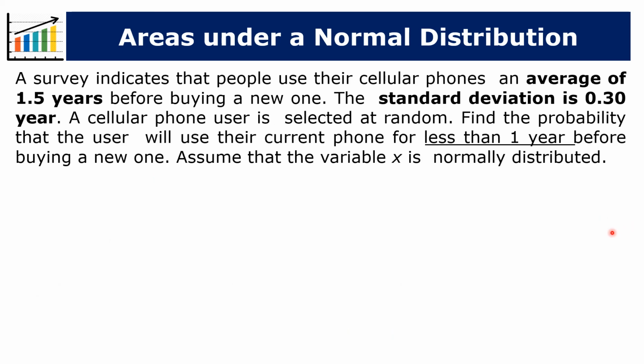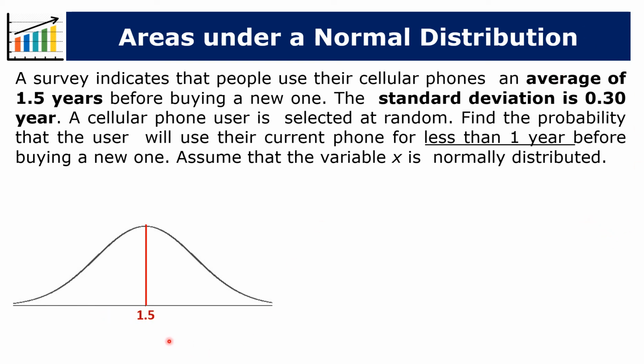Okay, another example. A survey indicates that people use their cellular phones on average of 1.5 years before buying a new one. The standard deviation is 0.30 year. A cellular phone user is selected at random. Find the probability that the user will use their current phone for less than 1 year before buying a new one. Assume that the variable x is normally distributed. So, we try to illustrate the given using a normal curve. The given mean or average is 1.5 and the standard deviation is 0.30.